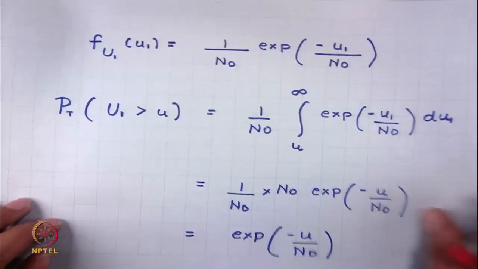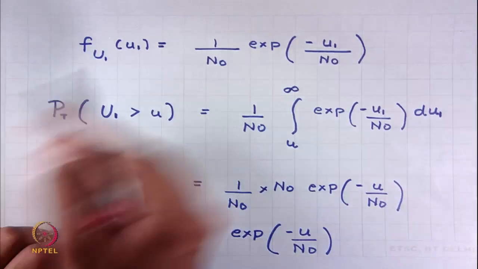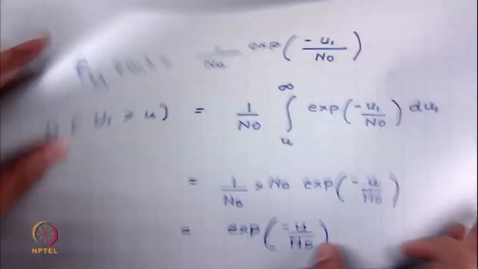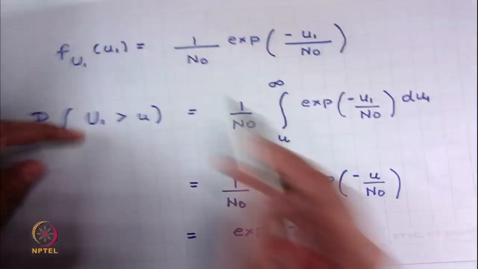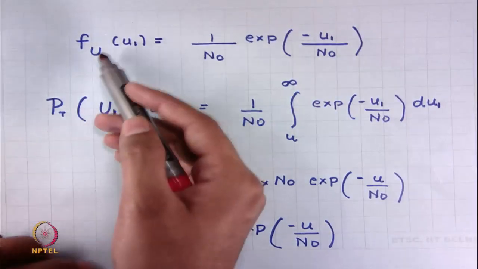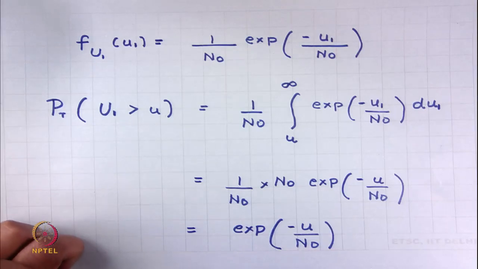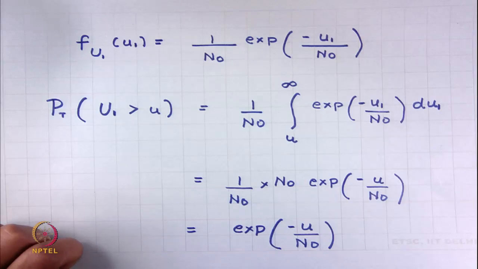Now, what is the probability density function of random variable u 1? Following the same steps, you can get to this. What changes here is, instead of the variance of a square plus n naught, you just have a variance of n naught, because we have seen that when x is transmitted for symbol 1, the variance is simply n naught.